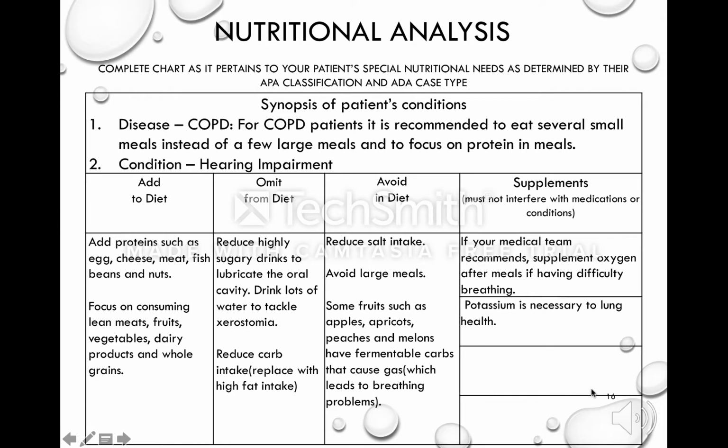For patients with COPD, we need them to add protein such as egg, cheese, meats, fish, beans, and nuts to their diets, and focus on consuming lean meats, fruits, vegetables, dairy products, and whole grains. They need to reduce their salt intake and avoid large meals, substituting smaller meals more frequently. If the medical team recommends, then oxygen can be supplemented if you're having difficulty breathing after eating. Potassium is also very important for lung health, so this would be important for a COPD patient.